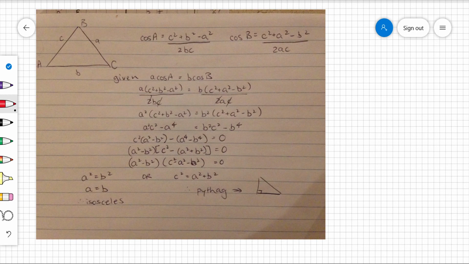Alright, so this is question 19, and it says in triangle ABC, and it gives you that a cos A equals b cos B. So this is what it gives you, and we're going to use that condition. But the first thing it says is in triangle ABC.